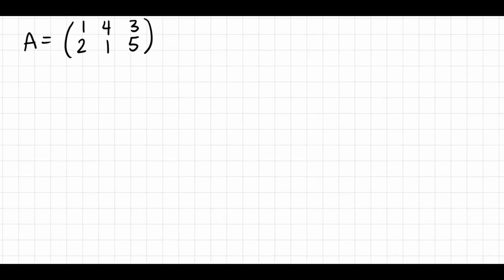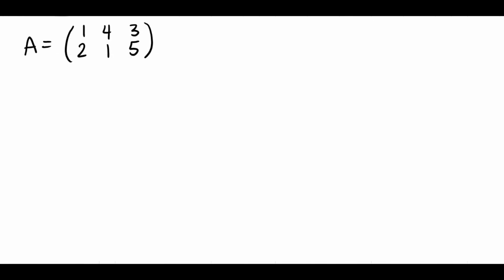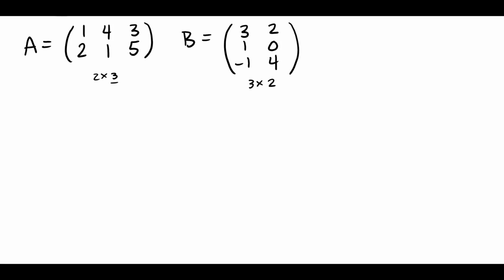Let's remind ourselves what it means to multiply two matrices. This is a 2 by 3. And let's say that B is 3, 1, negative 1, 2, 0, 4, or something like that, and this is a 3 by 2. We talked about how the number of columns of A must equal the number of rows in B, so we can multiply these two together. So A times B. Now technically, what does that mean?